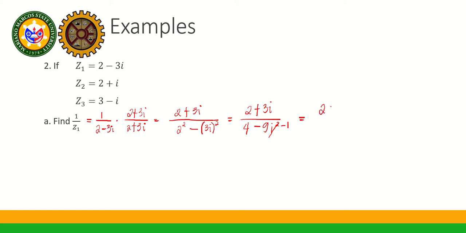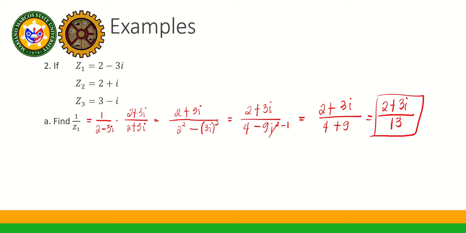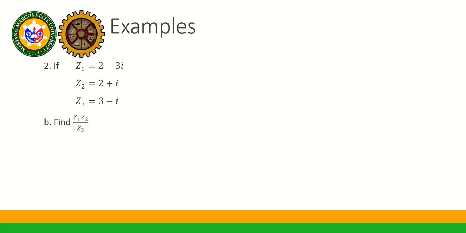So our final answer will be 2 plus 3i over 4 minus 9 times negative 1, that is positive 9. And then simplifying further, we have 2 plus 3i over 13. So this is our final answer for example number 2, letter A. Let's try letter B. Find z sub 1 times z sub 2 bar over z sub 3.